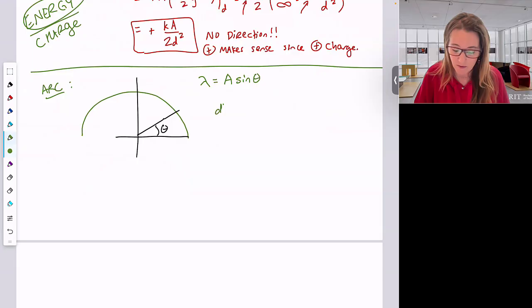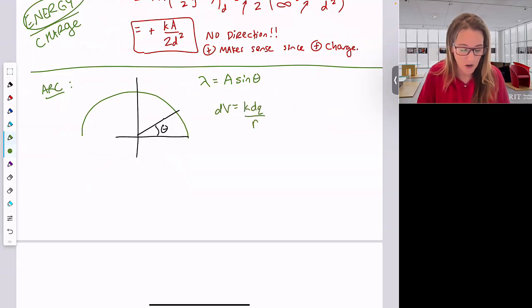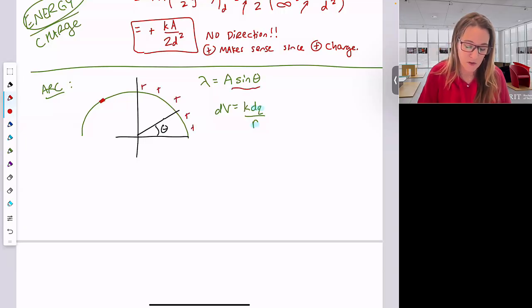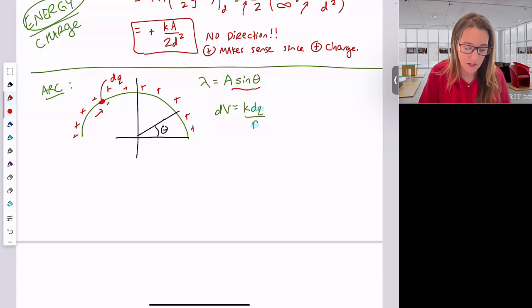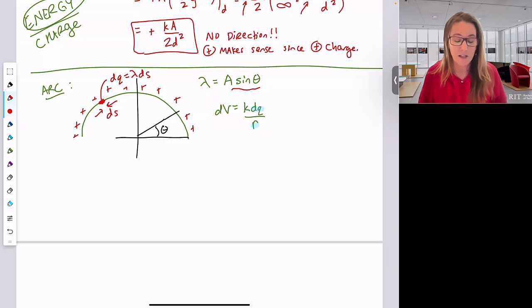And so we want to do the similar thing. We have dV equals K dQ over R. So we want to investigate both of these things. So first we want to sketch some little dQ. So I could picture a little dq. I look at this function. Sine theta is positive for the full range here. So I can picture a little dq. And its length, when it's on an arc, we call ds. So dq equals lambda ds.